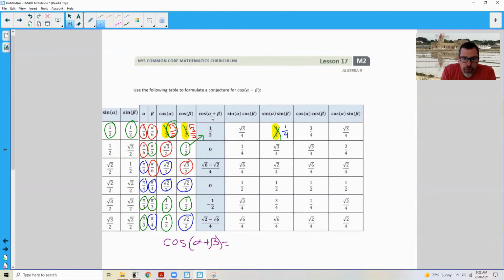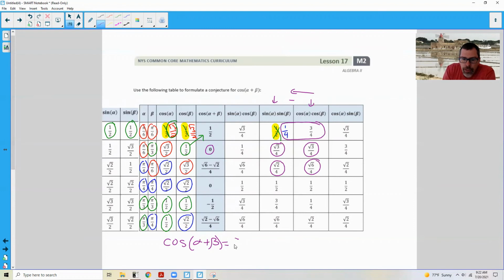That is correct because cosine of alpha plus beta, pi over 6 plus pi over 6 is pi over 3, and the cosine of pi over 3 is a half, so that's correct. These were all correct. I checked them. So how do I get a half from these? Well, I'm going to focus on this here. 3/4 minus 1/4 is a half. Root 3 over 4 minus root 3 over 4 is 0. Root 6 minus root 2 over 4. So there it is. It is this column minus this column going this way.